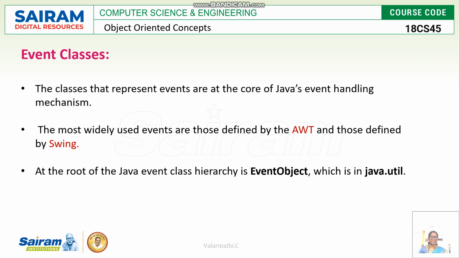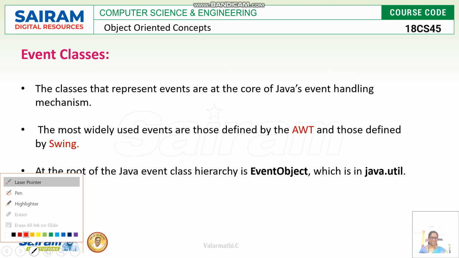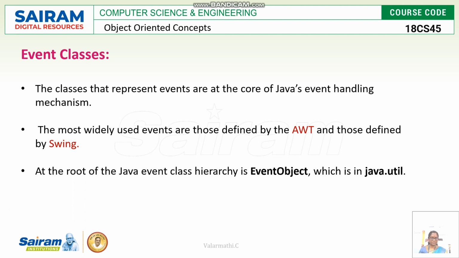The classes that represent the events of Java's core event handling mechanisms are majorly divided into AWT classes and Swing classes. So the major widely used event classes come from the AWT (Abstract Window Toolkit) packages and Swing packages.